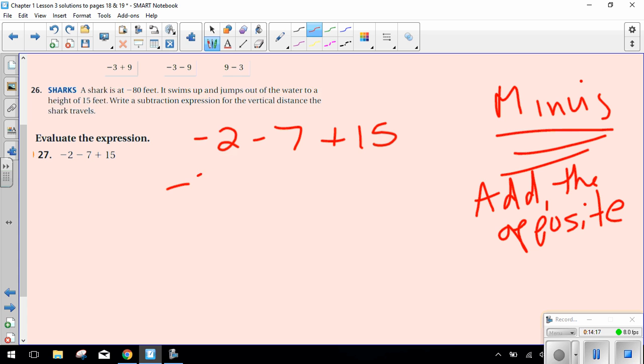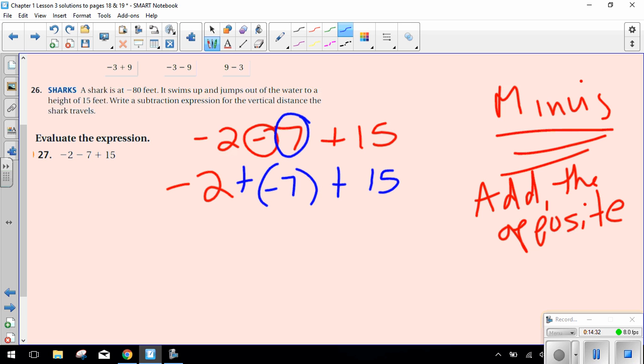Okay, so negative 2 minus right there, I'm going to change that to plus. Then I'm going to take the opposite of the next number. So the opposite of 7 is negative 7. Then my next operation is plus 15. I don't touch that because the operation here is not minus, it's plus. I'm going to take these two guys and add them because the signs are the same. So negative 7 and negative 2 make negative 9 plus 15.